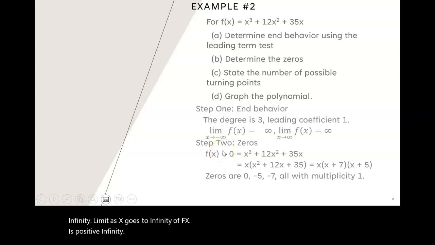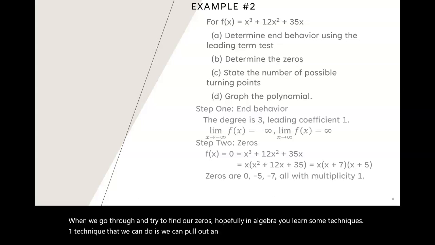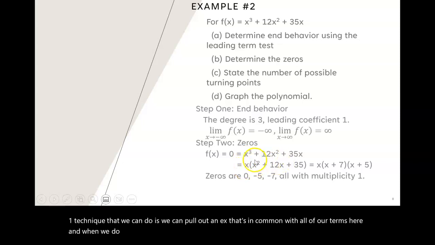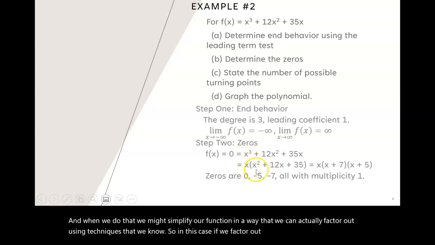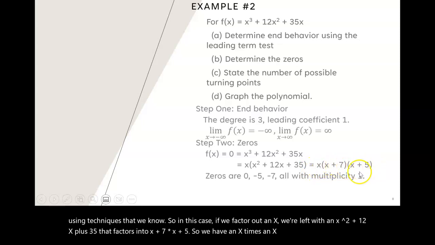Now, when we go through and try to find our zeros, hopefully in algebra you learned some techniques. One technique is to pull out an x that's in common with all of our terms. When we do that, we might simplify our function in a way that we can factor using techniques that we know. So if we factor out an x, we're left with x squared plus 12x plus 35. That factors into x plus 7 times x plus 5. So we have x times (x plus 7) times (x plus 5).